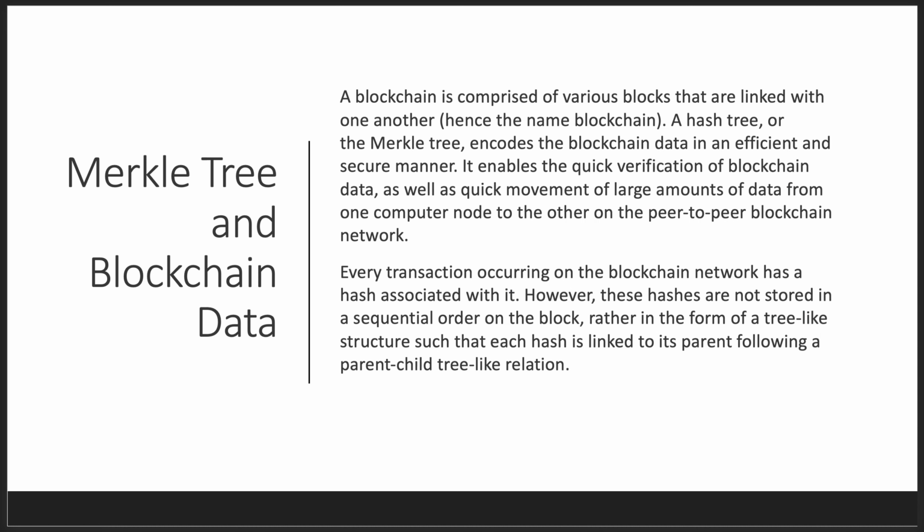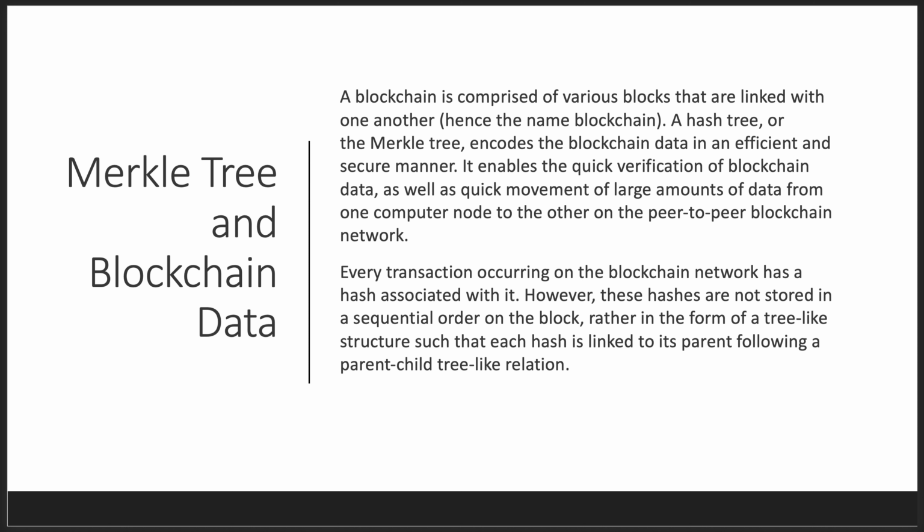So, blockchain data. A blockchain, as we've been learning, is composed of various blocks that are linked to one another, hence the name blockchain. The hash tree, the Merkle tree, encodes the blockchain data in an efficient and secure manner. Now, we do put checks in there. We do say that there's a size limitation of 1 megabyte. We do try to have a level of difficulty where each block works out to be a computational effort of 10 minutes. So you can do this either quick or slow, and there are quick movements of large data from one computer node to another on the blockchain network because of the way that the hashing works, and the Merkle tree allows you to move along that tree, right?